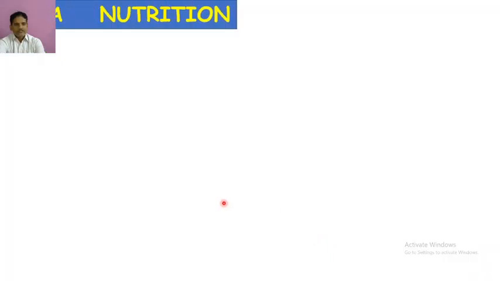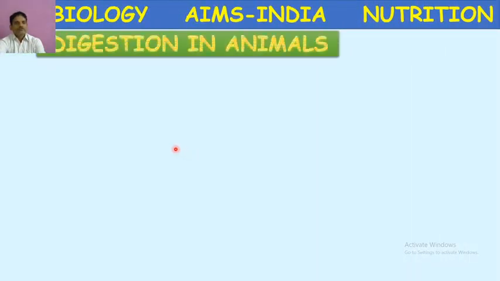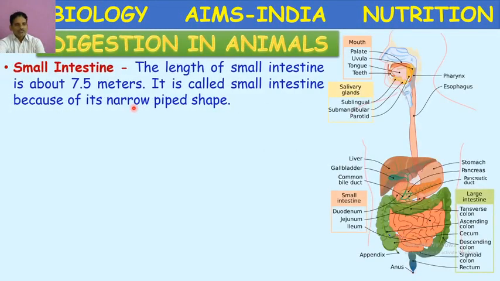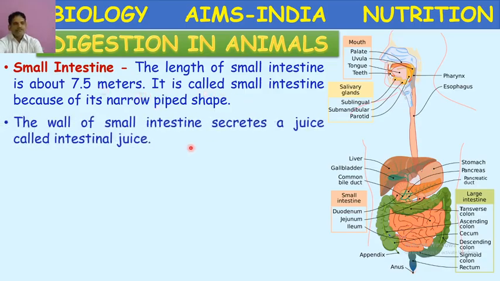So let us continue the process of digestion and structure. Small intestine. The length of small intestine is about 7.5 meters, and it is called small intestine because of its narrow pipe shape. You have to remember the length of small intestine is 7.5 meters.